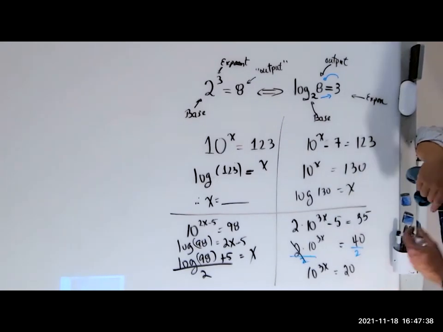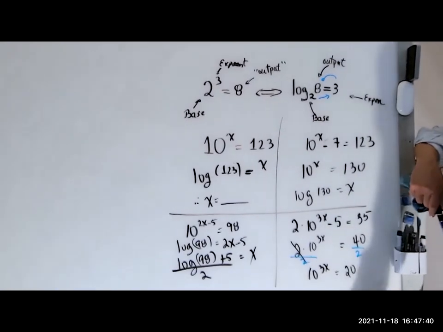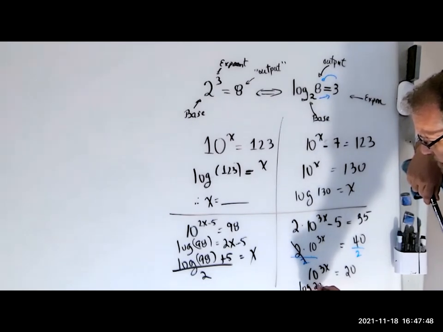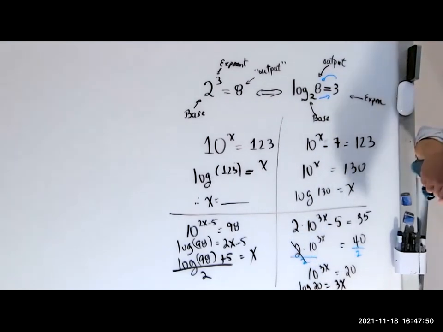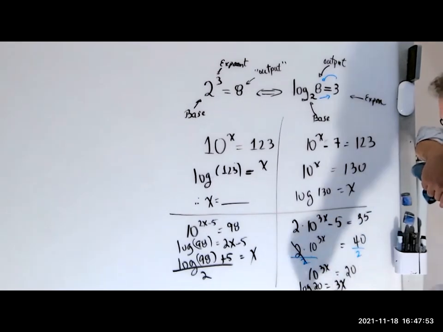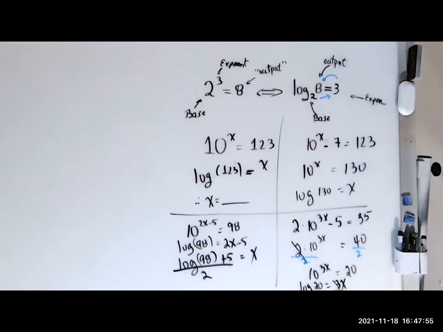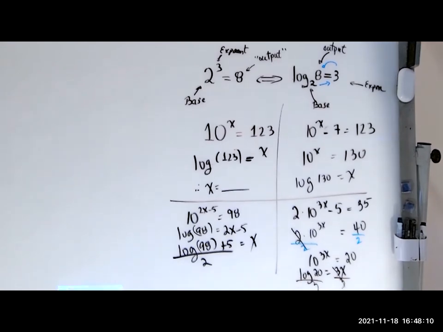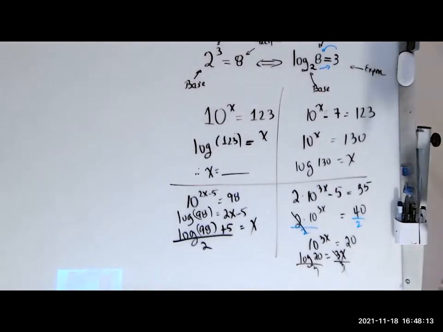Okay, so I'll write it down with the camera, so that we have what? Log base 10 of 20 equals 3x. Since I'm solving for x, I just simply divide by 3. So x will be log base 10 of 20 over 3. So that's what we have. This looks very sloppy.